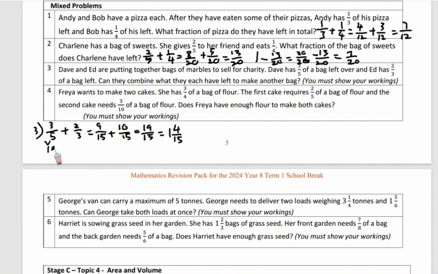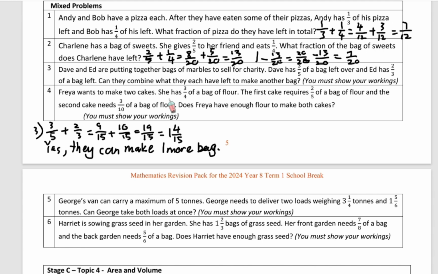So yes, they can, because they can make one more bag. Because there is a whole number here, which means 1 full, so it will mean they can make another bag.